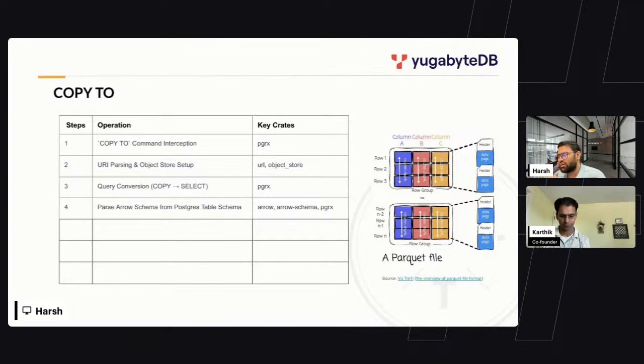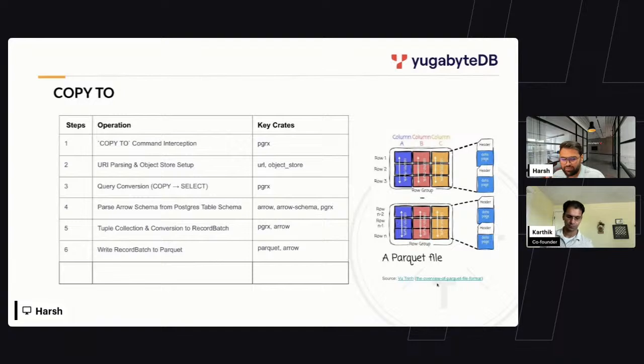Once that is done, the next step is to get the tuples that we receive from the select statement and convert them into record batches of the Apache Arrow format. A record batch in Apache Arrow format is roughly equivalent to a row group in Parquet files. Once this conversion is done in memory, the next step is to write those record batches as row groups into Parquet. So one by one, all the tuples are converted into record batches, and they are written into the Parquet files.